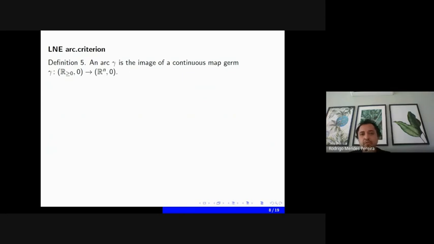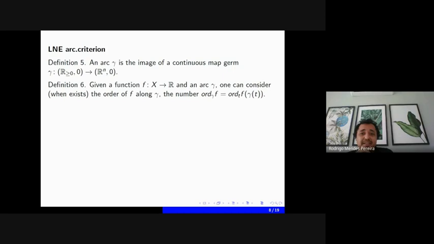Okay, and the key tool for this proof is the LNE arc criterion. It is a good tool, in my opinion, because as usual, it's not good to check some property from the definition. It can be hard or not possible. So for these results, let me list the definitions, and then I will speak about this criterion specifically.